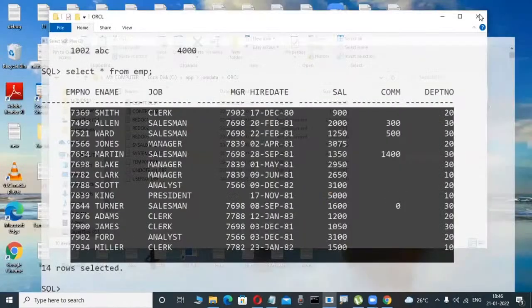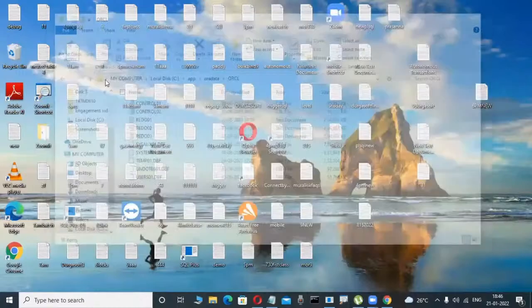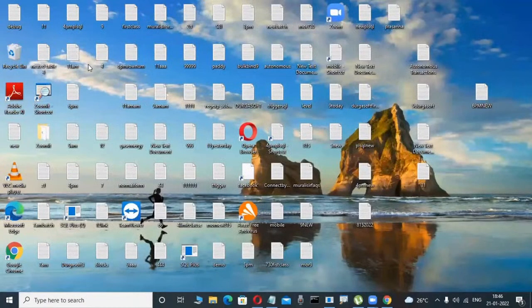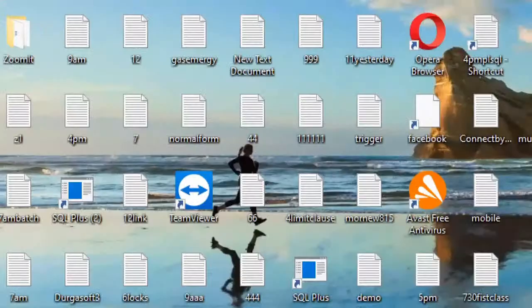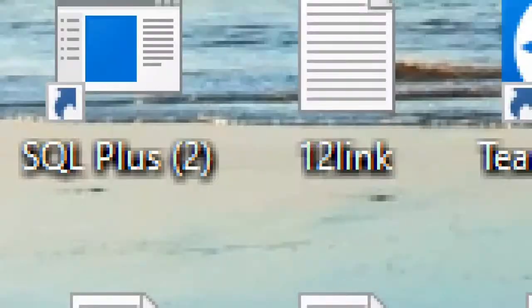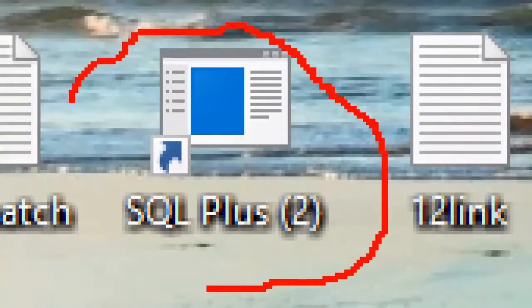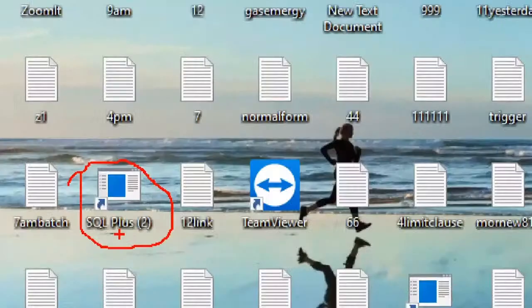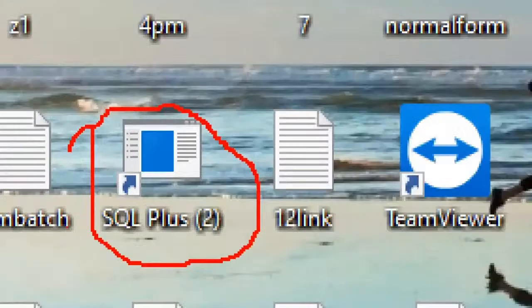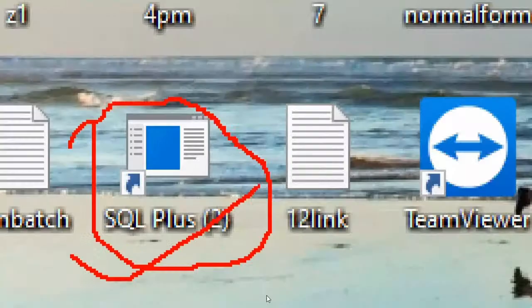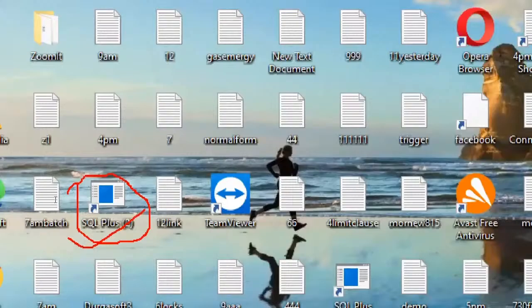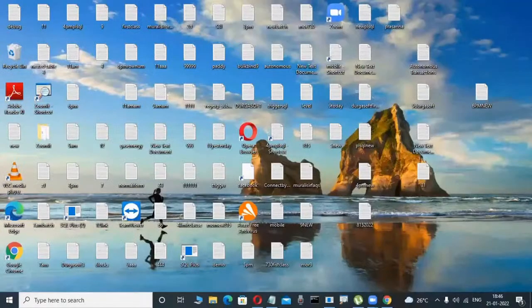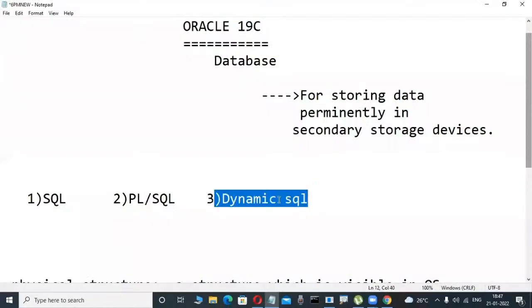Observe it here, in my screen only. Anybody observe it? What is this one? I'm installing Oracle. What is this one? SQL Plus is there. SQL is a language. PL/SQL is a language, where some coding is there. Dynamic SQL is a language. Daily we are writing code.